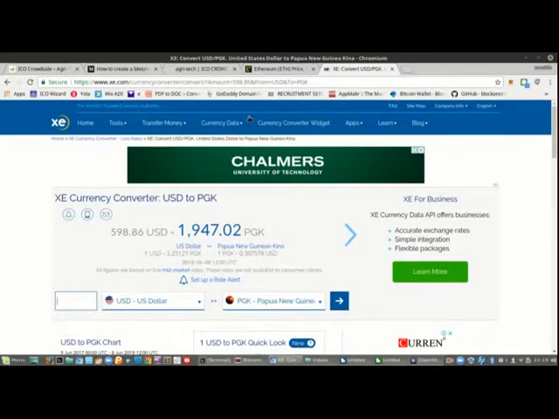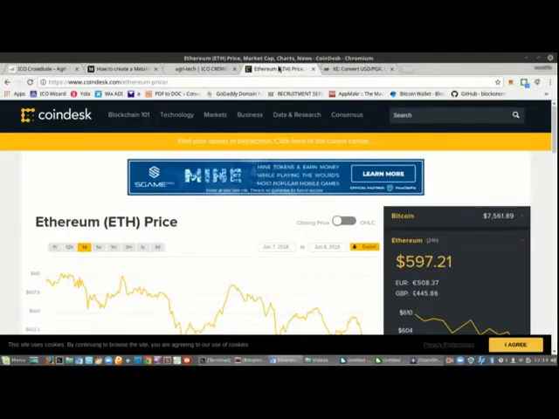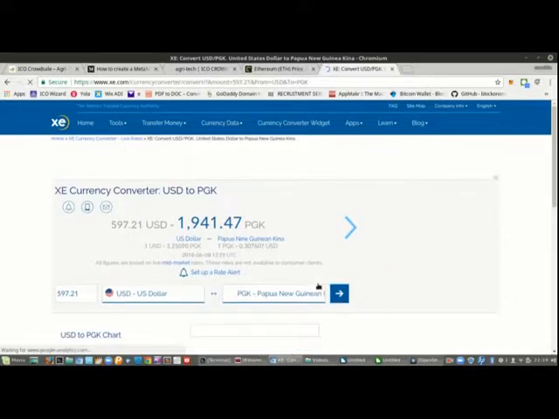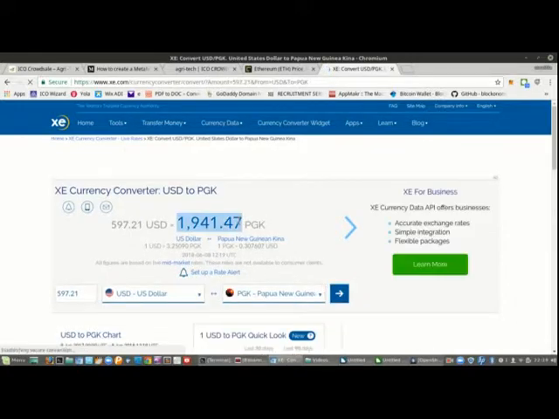With every purchase you get 10,000 tokens or shares out of the 100 million shares being offered. The value of 1 Ethereum is 597.21 US dollars, converted to kina would be 1,941 kina 47 toya.